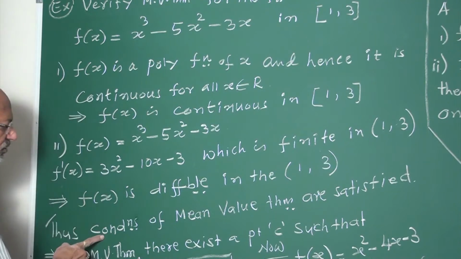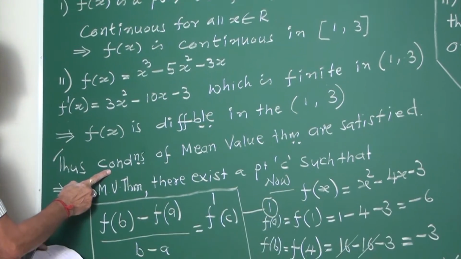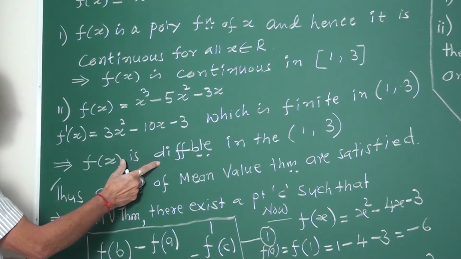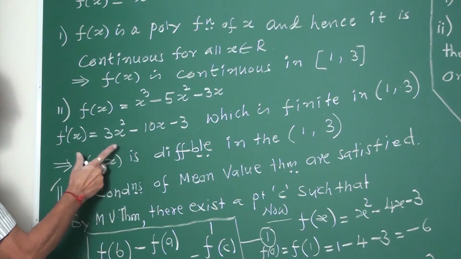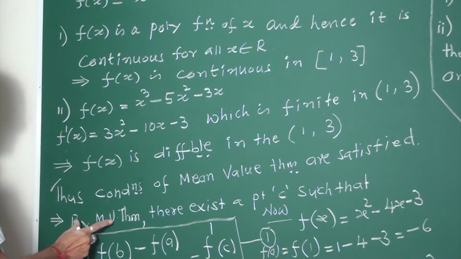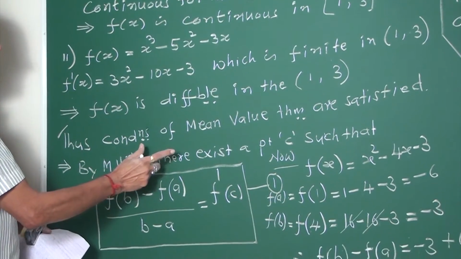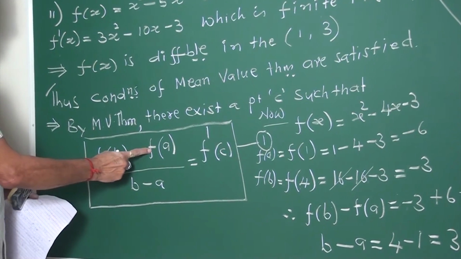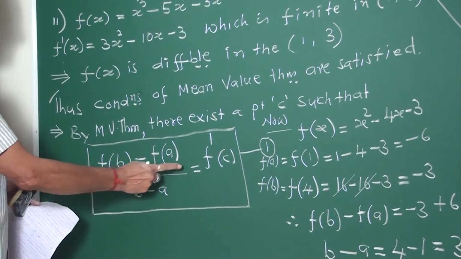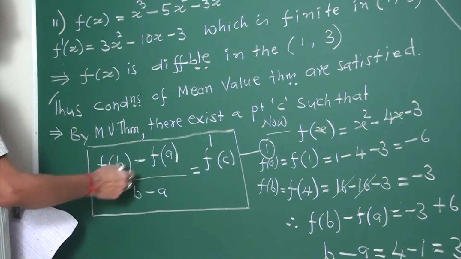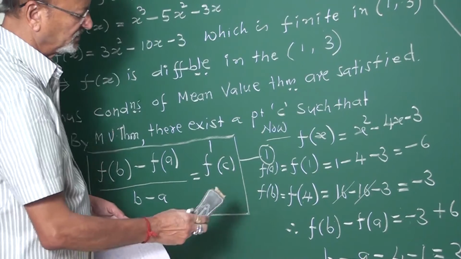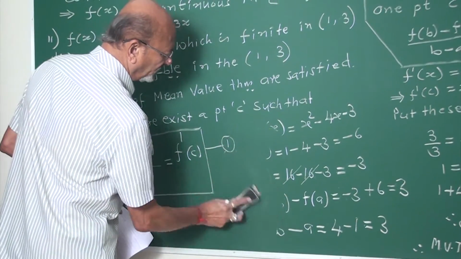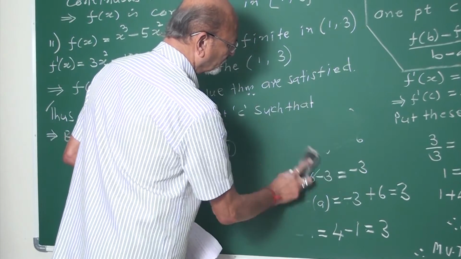Thus the conditions of the mean value theorem are satisfied. One is continuity, another is differentiability. Only two conditions. When the conditions are satisfied, using the mean value theorem there exists a point c such that (f(b) minus f(a)) upon (b minus a) equals f dash c. Name this as 1. And then you have to find all these values.